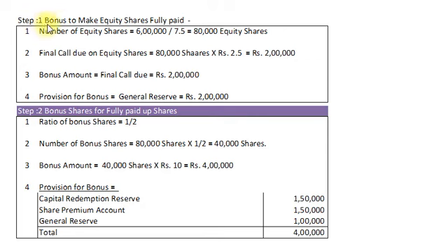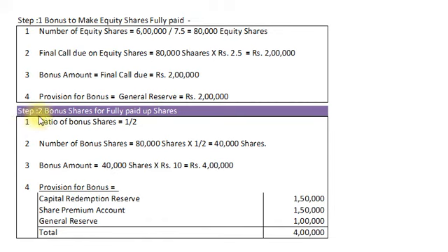Step number 1, bonus to make equity shares fully paid up. As we have already discussed, 80,000 equity shares are there, 2.5 rupees per share uncalled, total and final call due rupees 2 lakh. So bonus amount equal to final call due rupees 2 lakh, and provision for bonus out of general reserve rupees 2 lakh. General reserve, that is our free reserve.